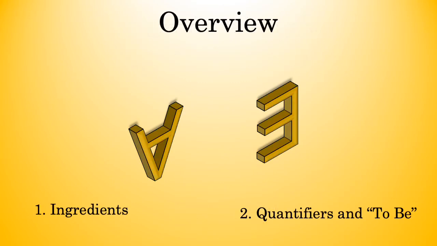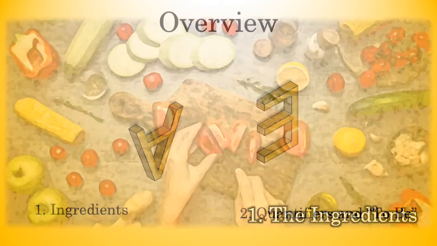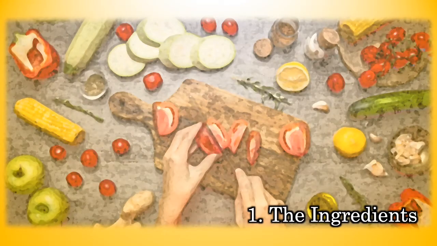I'll break today's lesson into two parts. First, I'm just going to give you the basic ingredients in using quantification. Second, I'll show you there's a few subtleties in translating the verb to be with the new symbols we have in this language. Let's begin with the ingredients.